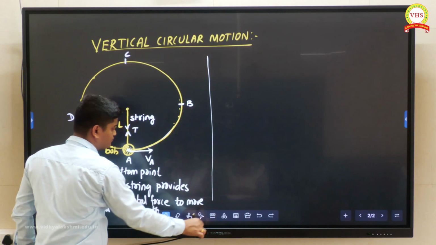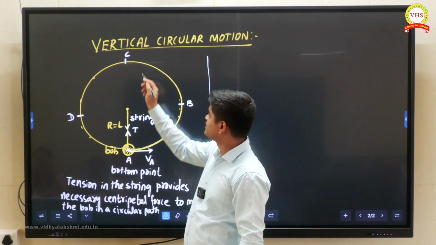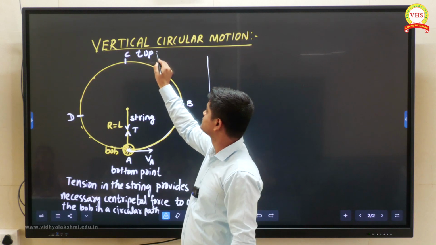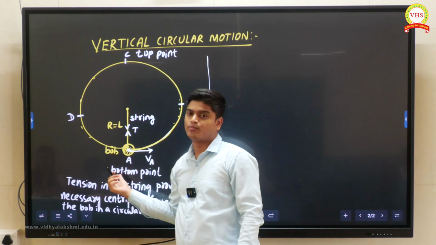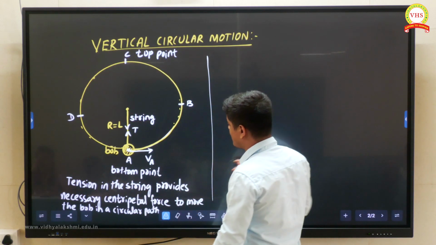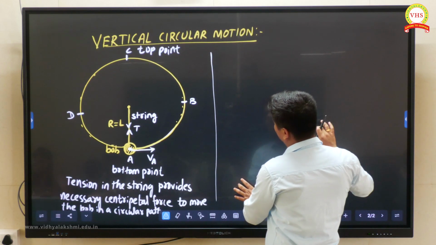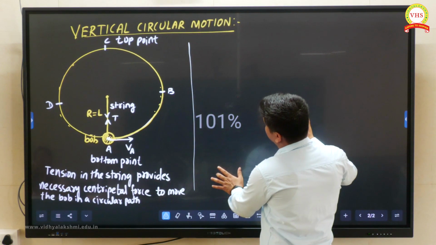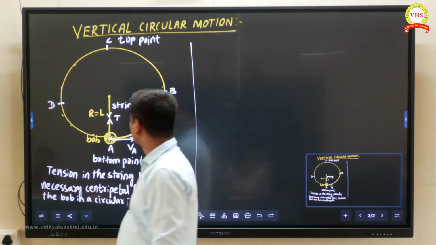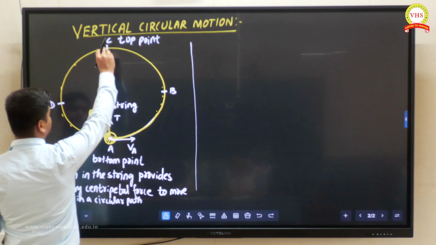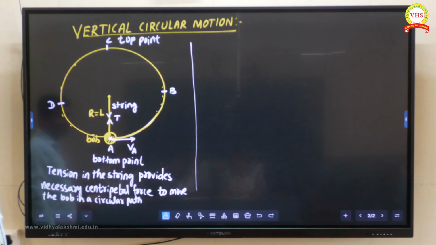Now next listen here. So first I'll explain here. There are 3 points I took. One is the bottom point, and sidewise 2 points, and here 1 point is the top point. This is the top point, C the top point, and A is the bottom point. Now we'll try to analyze the motion. We'll use Newton's second law to analyze this, and we'll try to find what is the velocity, what is the tension at each and every point. So remember, opposite to the bottom point is the top point. So it is a vertical circle.